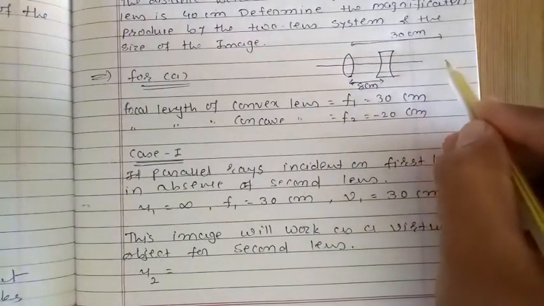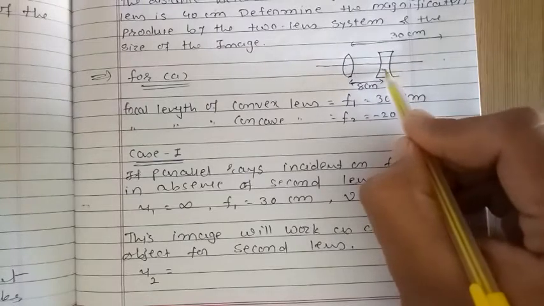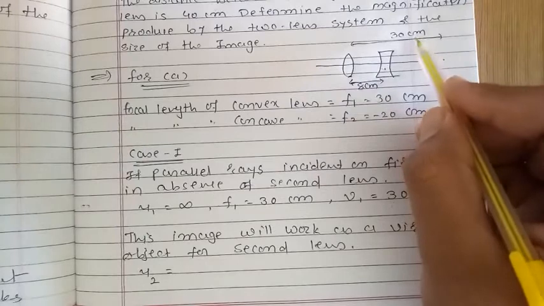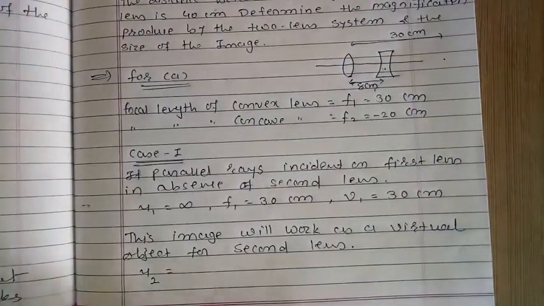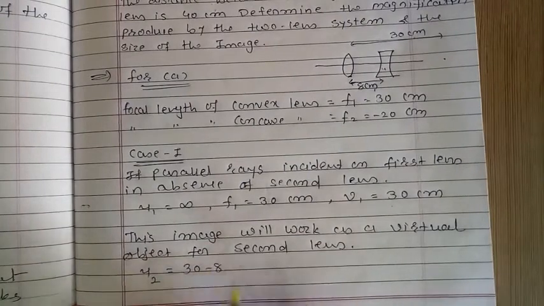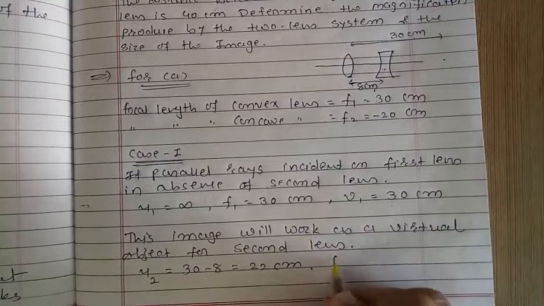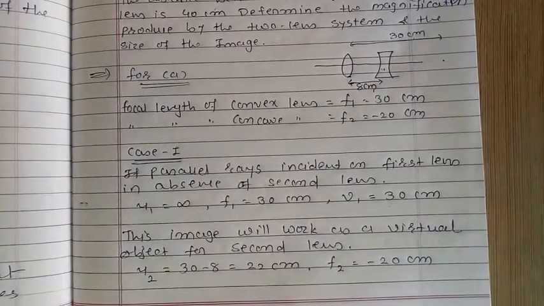So here this image acts as a virtual object for our second concave mirror. The object distance: we have to subtract 8 from 30, so 30 minus 8 is 22 centimeter. We know the focal length f2 is minus 20 centimeter, so we have to find the image distance.